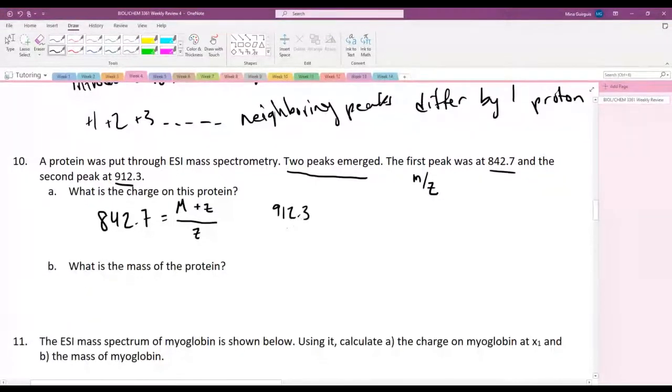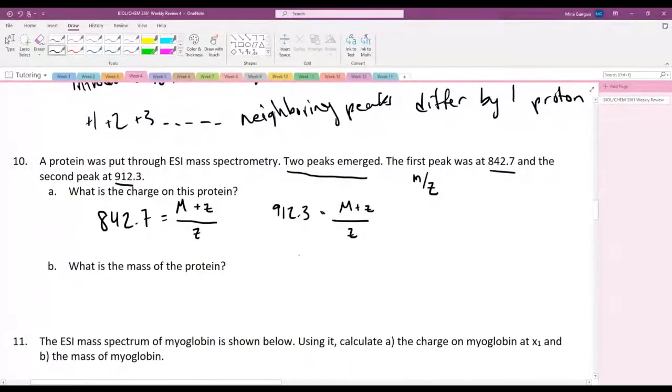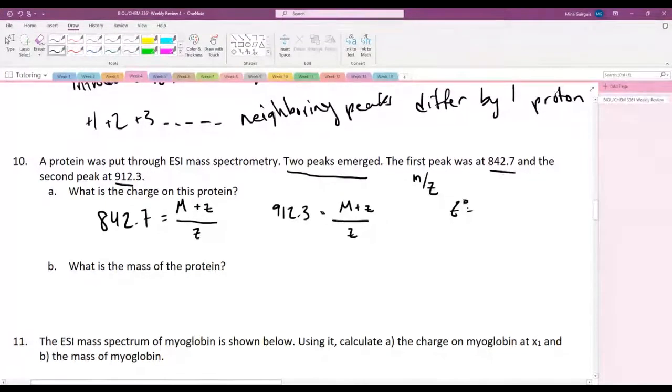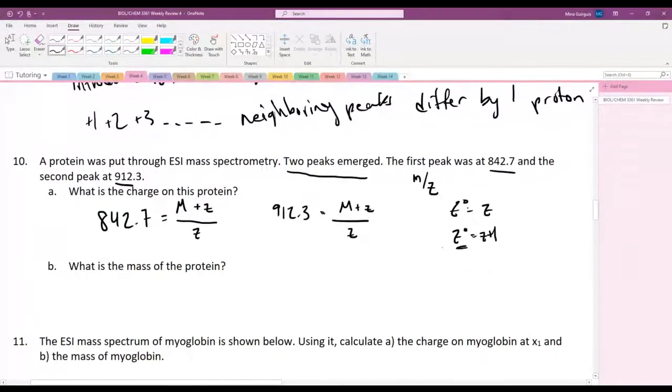Now 912.3 is the same thing. M plus Z contribute to the mass, and then Z. However, if we were to say that M is the same for both of these and Z is the same for both of these, then that would mean that 912 is equal to 842. And we obviously know that that's not the case. So the fact that these are neighboring peaks tells us they differ by a single proton. In other words, one of these has Z naught equal to Z. One of these, Z naught, is equal to Z plus one. And by Z naught, I mean the actual charge. Z is the variable that we're using for it, okay? So we have to figure out which of these is the Z plus one.